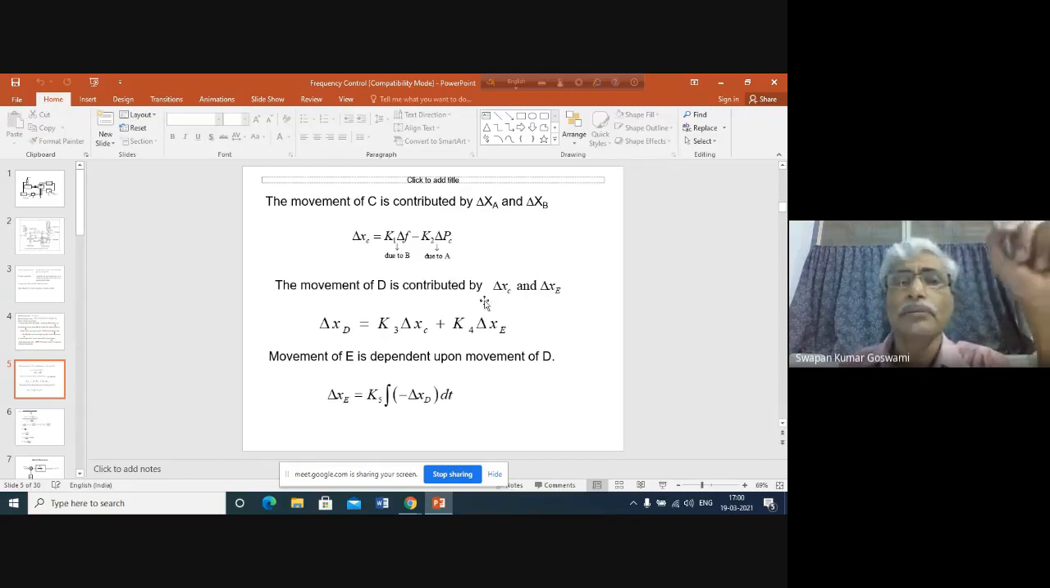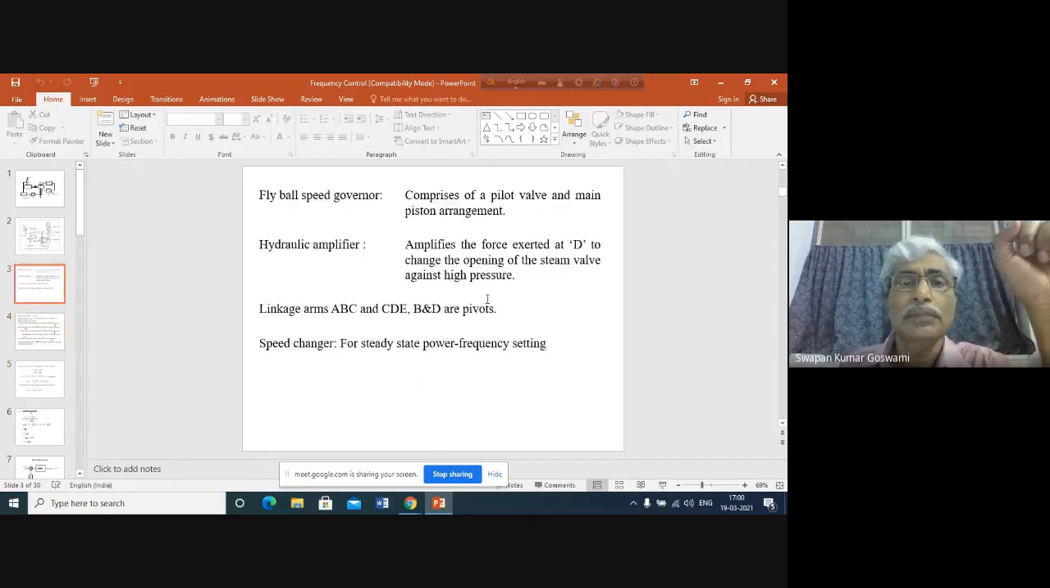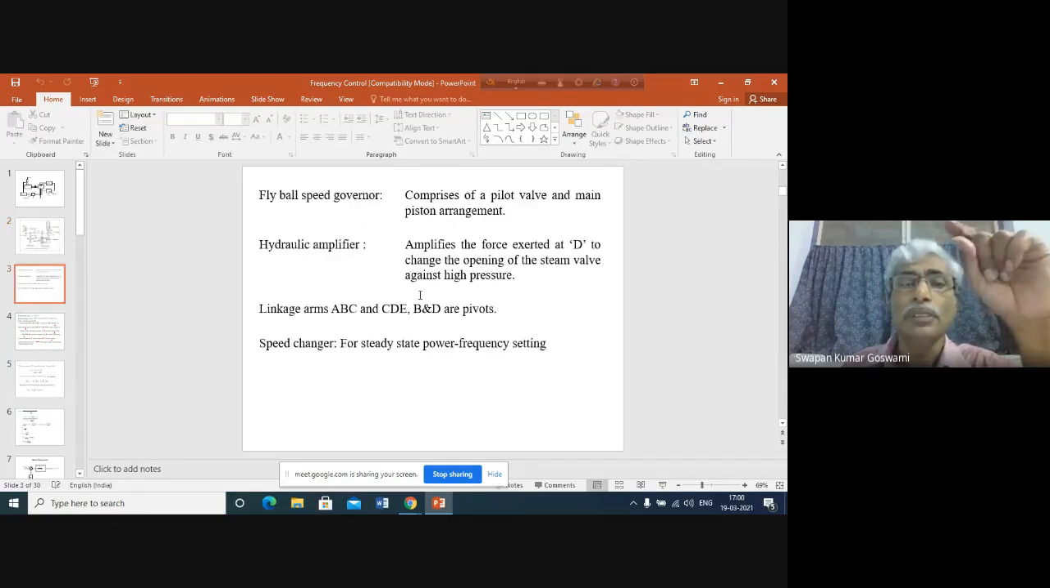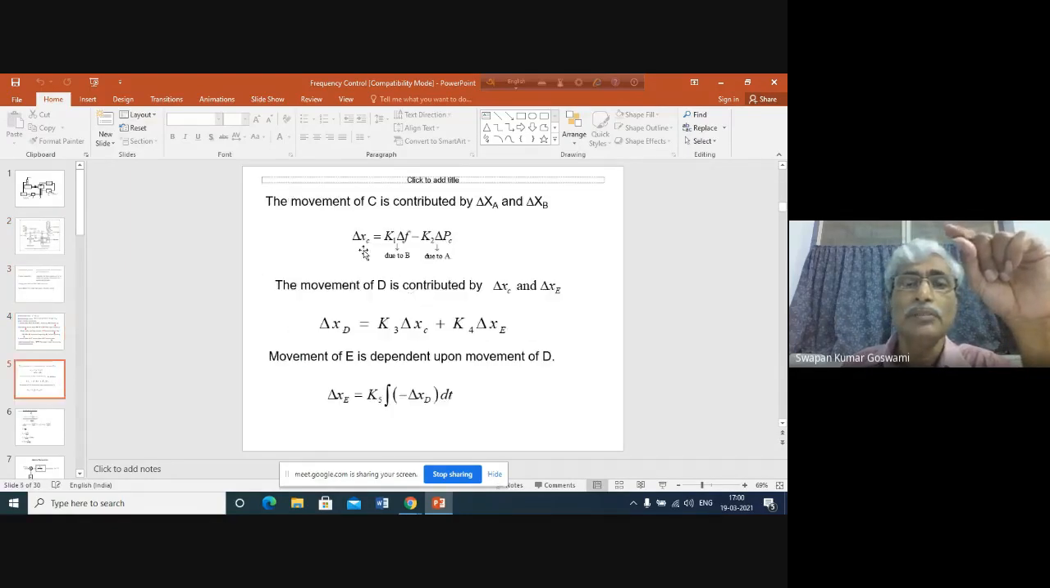Okay, now coming here, you see that any downward movement we shall consider to be positive. That means downward movement of A will make a positive change in the position of A. Then downward movement of B, downward movement of D, any downward movement will be considered a positive change, a positive displacement.